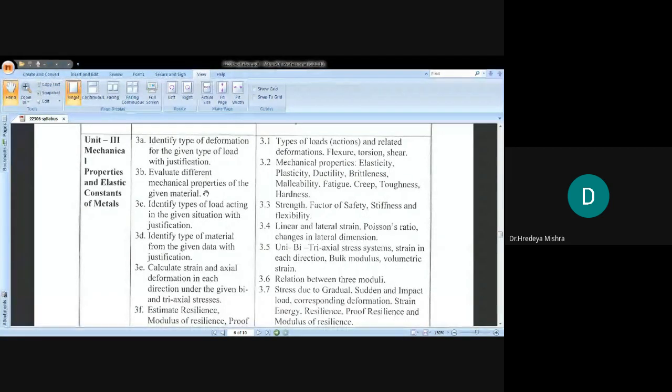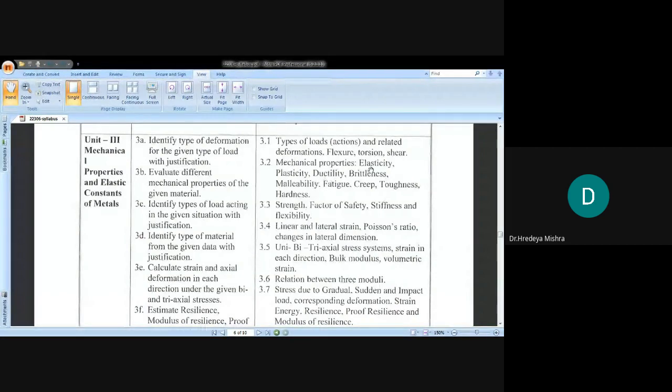Evaluate different mechanical property of the given material. Identify type of load acting in the given situation with the justification. So these are about the third unit: type of load, mechanical property like elasticity, plasticity, ductility, brittleness, malleability, fatigue, creep, toughness, hardness. Okay, so these are the main mechanical property which we have to study.